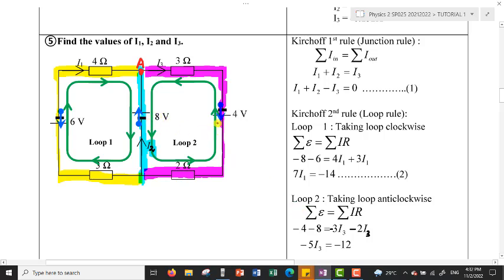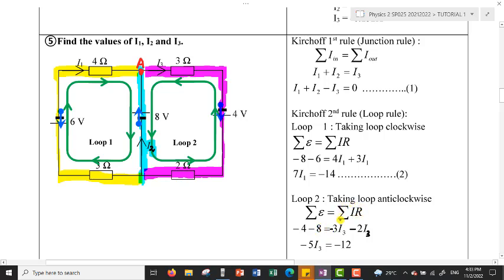If we compare the direction of the EMF 4 volt with the direction of the loop, it is opposite, so we have negative 4. And then we consider the direction of the EMF for 8 volts. We find that the direction of the EMF is also opposite to the direction of the loop, so we get a negative sign, negative 8.